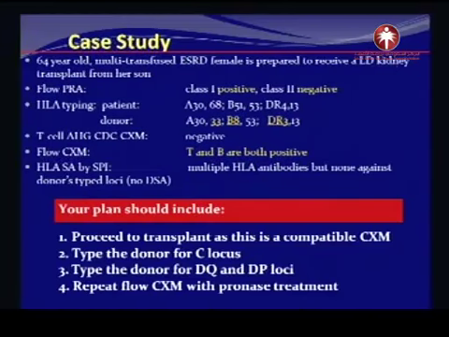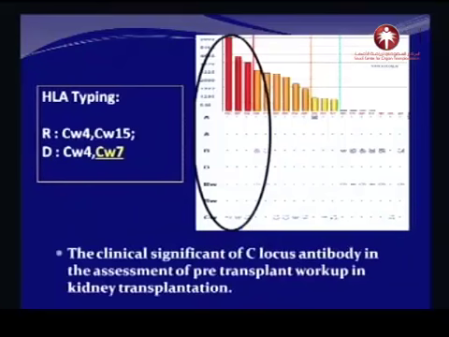When you detect DSA but the flow cross-match is negative, you can contemplate that this positive DSA could be due to a denatured molecule. Now, in this case, this is a real case, probably from King Faisal, and we're not making up the case. The typing of the recipient for the C locus was CW4, CW15, and CW4, CW7 for the donor.